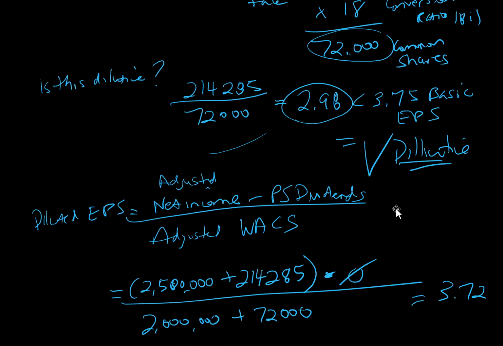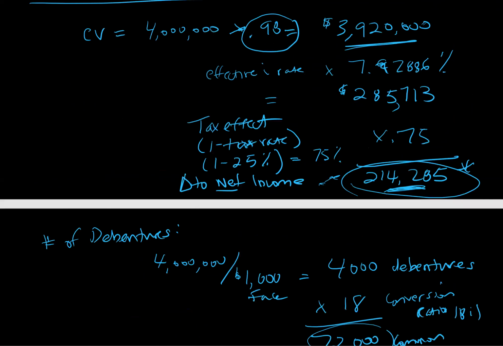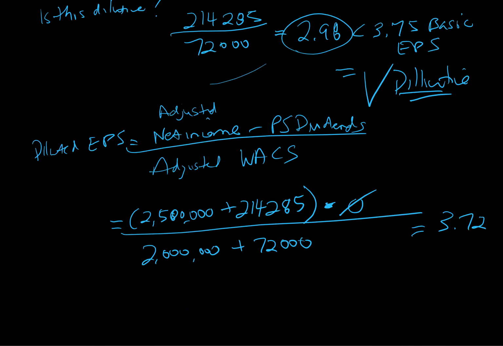And $3.72 is lower than our original basic earnings per share of $3.75. So you can see that there is an offset of the two benefits because, of course, we're adding net income, so it's higher, and we're increasing the weighted average number of shares. So it doesn't necessarily dilute it by as much as it originally seems. 3.72 to 3.75 isn't a large difference. But the important part is that our diluted earnings per share is lower than our basic earnings per share. So it would have to be presented in the financial statements.